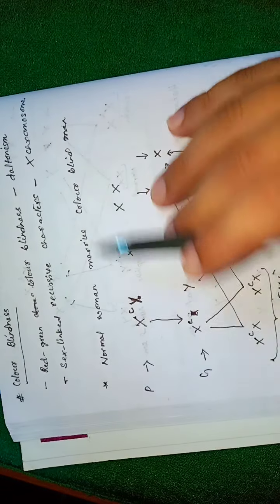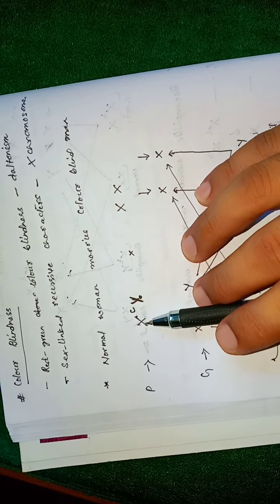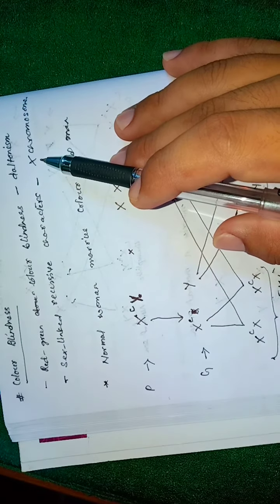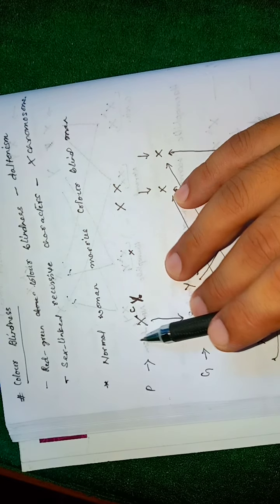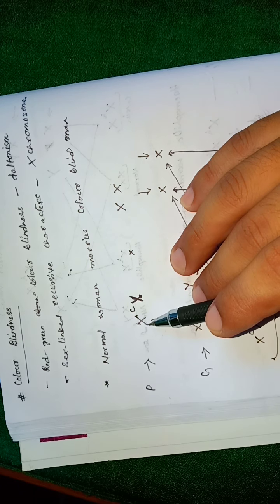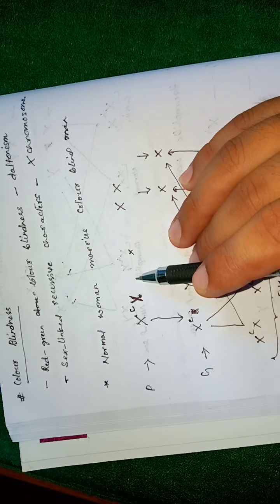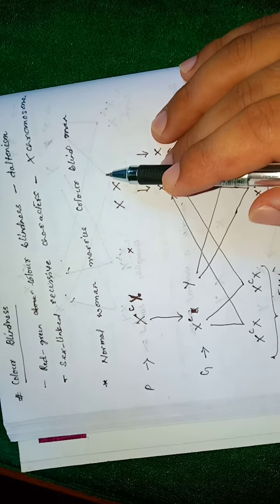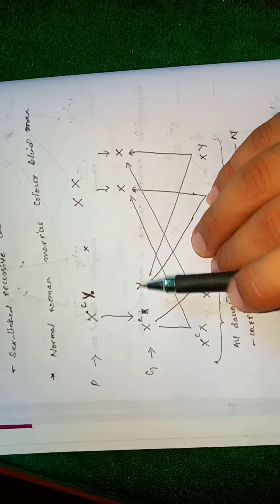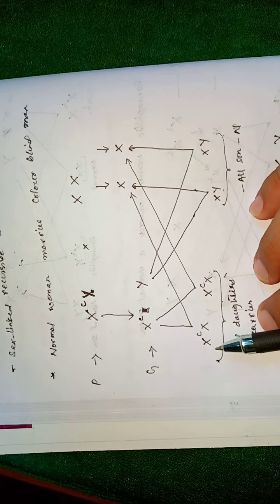So what will happen if a normal woman marries a colorblind man? So this is the colorblind man. I told you that the gene for colorblindness is present on the X sex chromosome. So a man will become colorblind if his X chromosome carries the gene for colorblindness. So this is the colorblind man, and this is the normal woman. When they marry, these are the gametes, these are the normal gametes. The resulting offspring will be in this form.